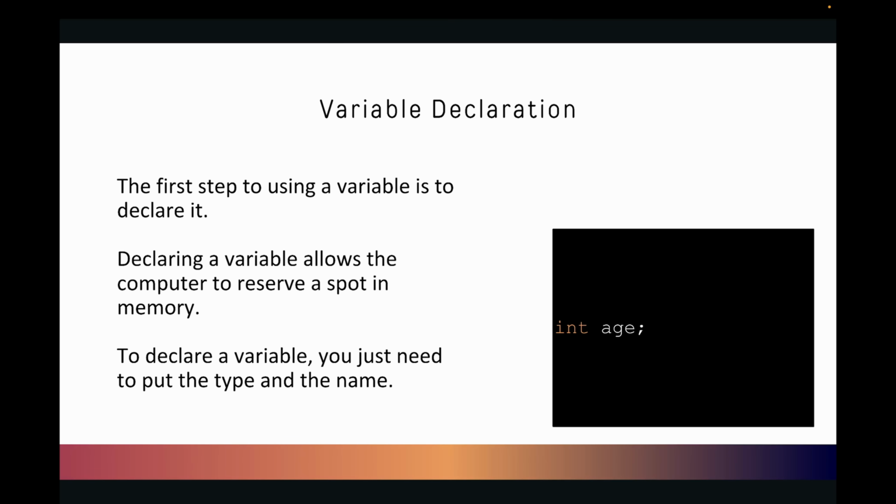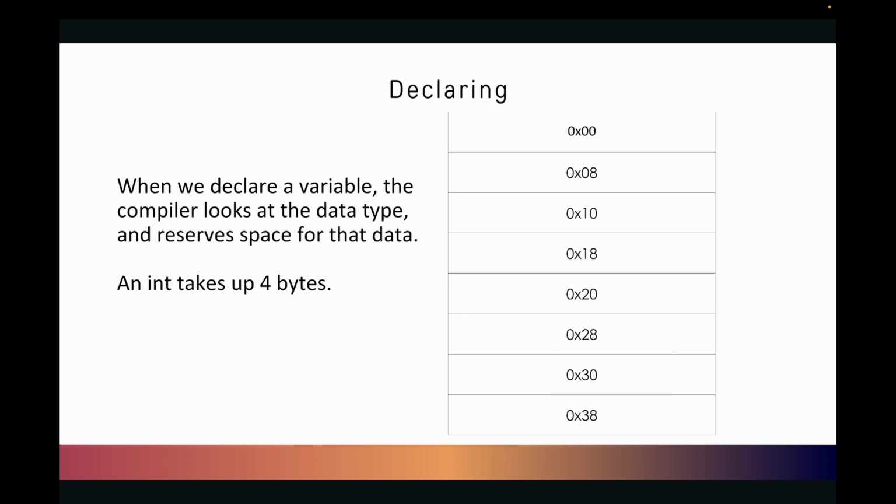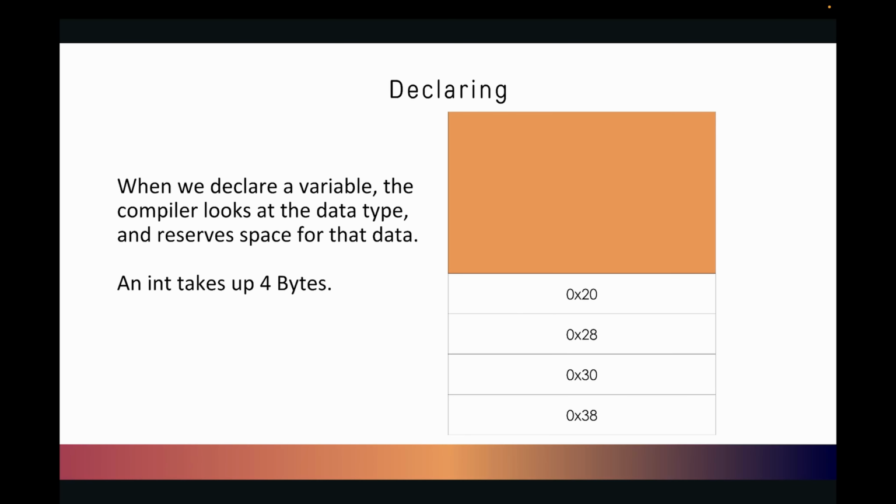Now, the first step to declaring a variable is, well, to declare it. Doing so will reserve a spot in memory for data of that size. So by saying int age, we're telling the computer to allocate space in memory for an integer, 4 bytes, and refer to that memory location as age. When we declare a variable, the compiler looks at the data type and reserves space for that data. An int takes up 4 bytes, so we reserve 4 bytes.